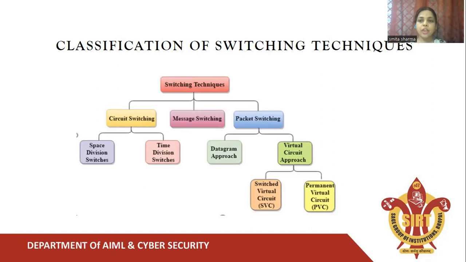Next, we talk about the classification of switching technique. It is broadly classified into three types: circuit switching, message switching, and packet switching. Circuit switching is further divided into two types: space division switching and time division switching. Similarly, packet switching is divided into datagram switching and virtual circuit switching. Virtual circuit switching is again divided into two types: switched virtual circuit, also known as SVC, and permanent virtual circuit, also known as PVC. We will cover each topic in sequence.